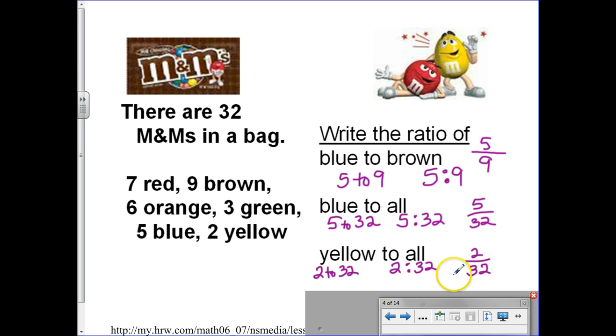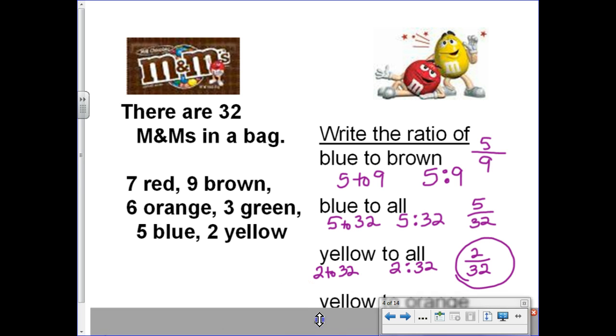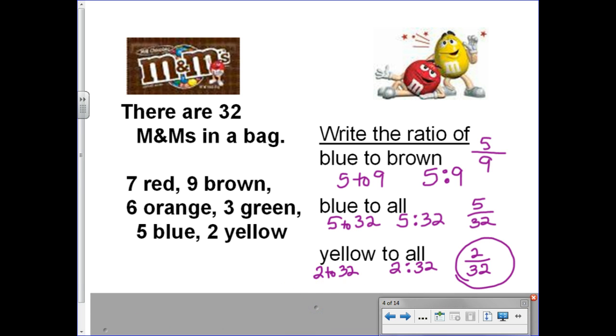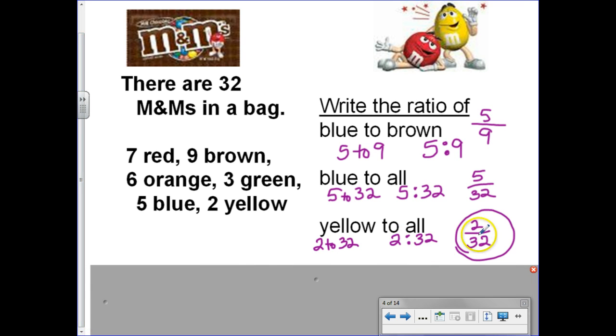Oh! I hope that your algebra or your math antenna is going off right now, because usually we do not leave a fraction that way. We usually don't leave any kind of fraction that doesn't appear in simplest form. So you could also say this is the same as 1 to 16, because the fraction 2/32 is the same as 1/16. So these are really both the same. How about that?